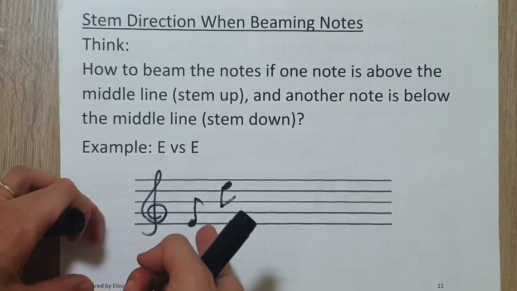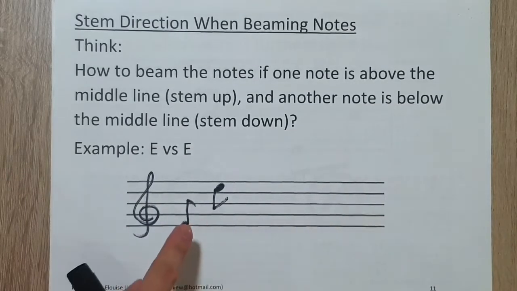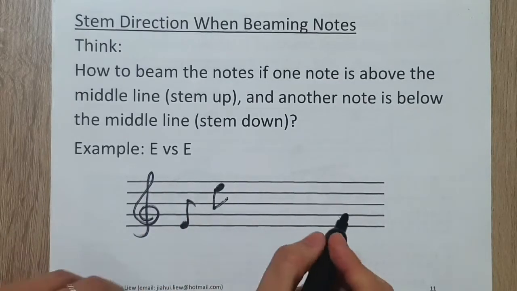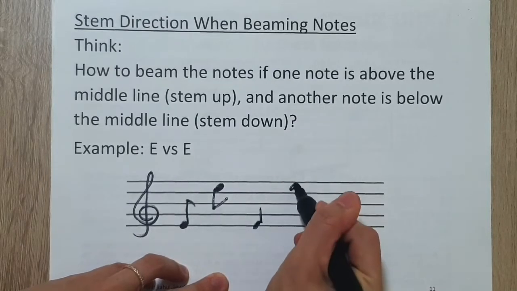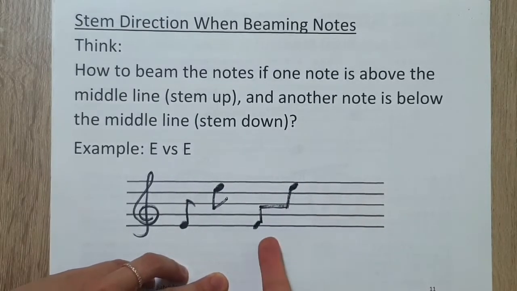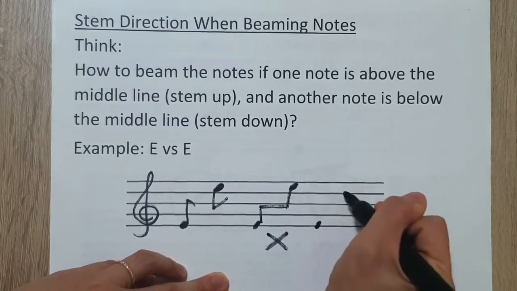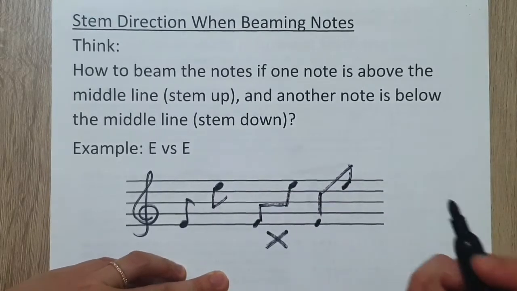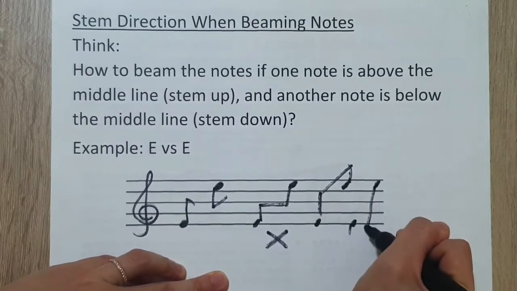Whoa, how do we join these two notes together? Pause for a second and think, how would you join the notes? How would you beam them? I have students telling me that they're going to do it this way, but it doesn't work, okay? It doesn't work this way. Some are saying, well, you know what, I'm just going to do it like that. Well, why don't we draw the stems downward then? So this E, why don't we do it this way?